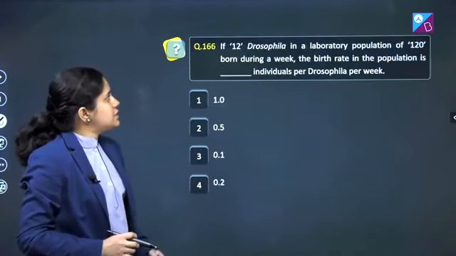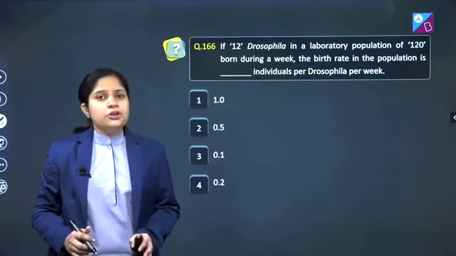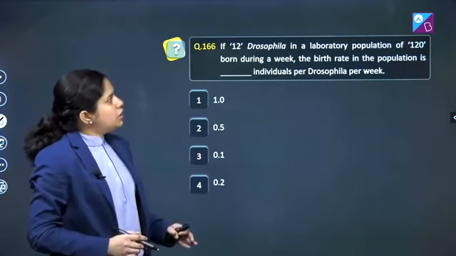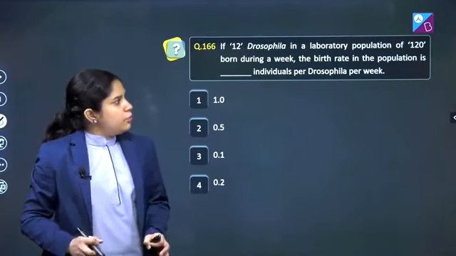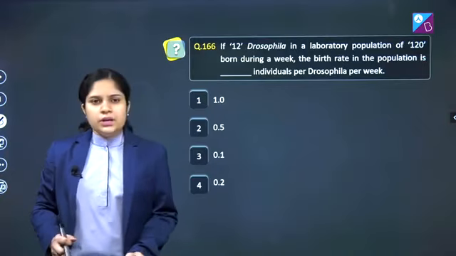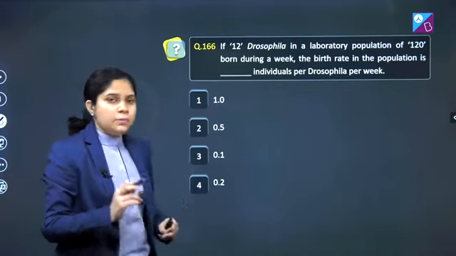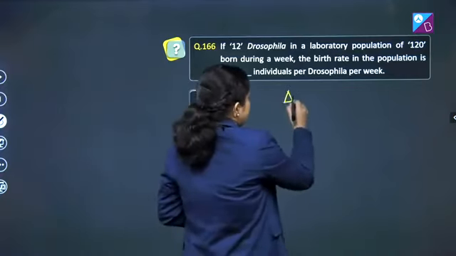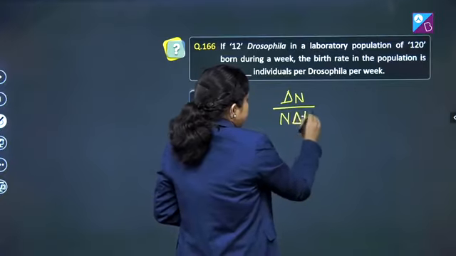क्वेश्चन नंबर 166. If 12 Drosophila in a laboratory population of 120 are born during a week, the birth rate in the population is dash individuals per Drosophila per week. So in this question they have asked to calculate the birth rate, और हमें पता है birth rate can be calculated by the formula delta N upon N delta t.